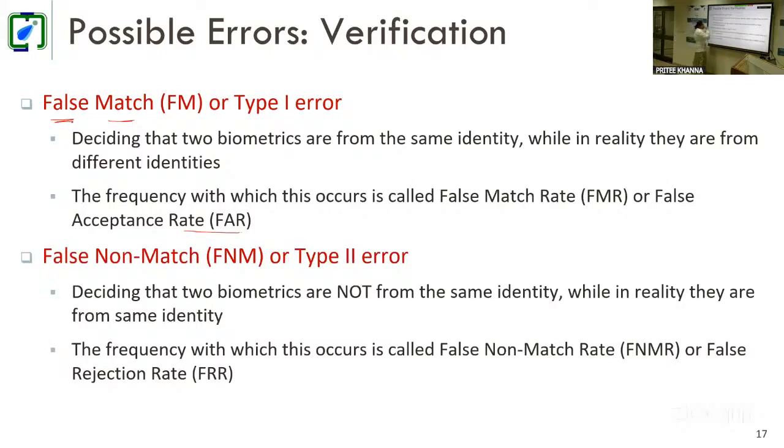Now, false non-match or type 2 error. Here my system is saying that it is a non-match, but actually it is a match. The system is deciding that the two biometrics are not from the same identity while they are from the same identity. So this is a false non-match, and with the frequency this is happening on your test data, that is how you get FNMR, or FR, false reject. Your system is saying non-match, but it is a match, so you are actually rejecting a genuine user. A genuine user is being denied.